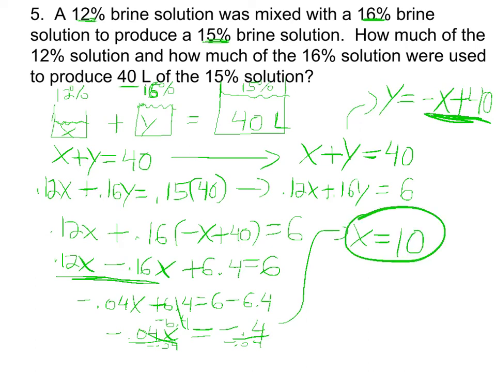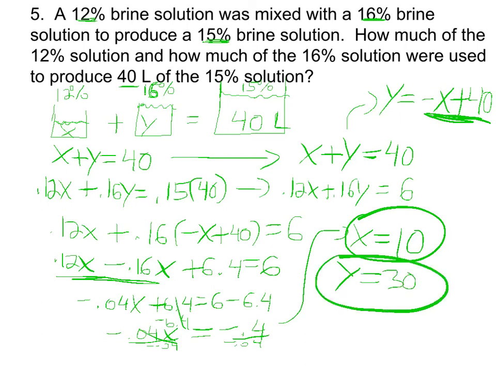Now 10 what? Is that percentage? Well, let's go back to the setup. If I put 10 back in here, this is the amount. So there's 10 total liters in here. So if I have 10 total liters here, I mix it with this, and it's got to equal 40 liters, well, this has to be 30. The other way of doing this, I could take 10 and plug it into here. So you're going to have y equals negative 10 plus 40, which gives you 30. So I'm going to put y equals 30.